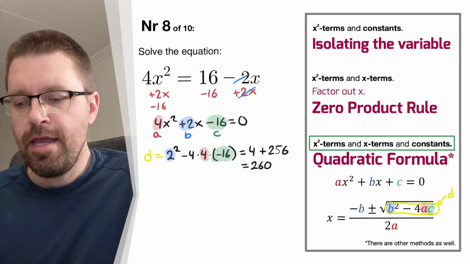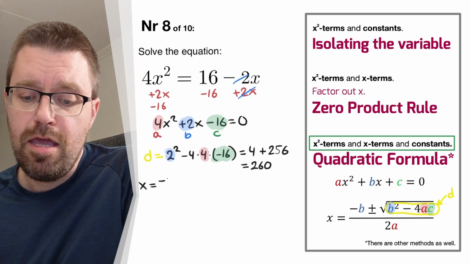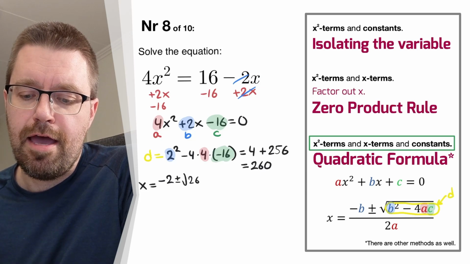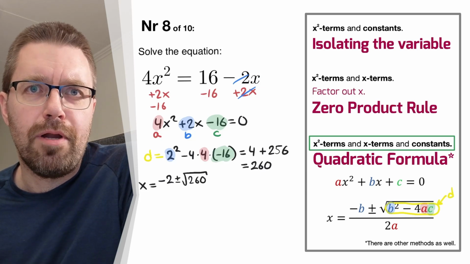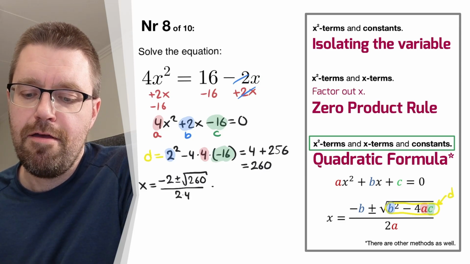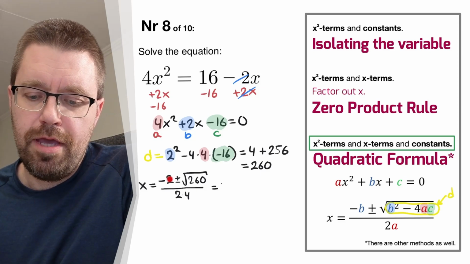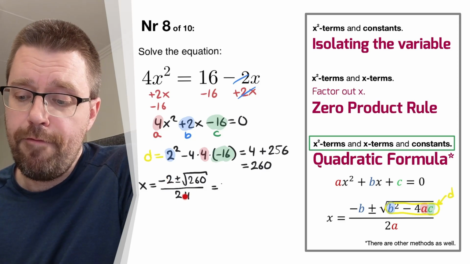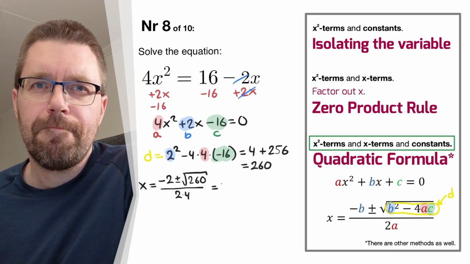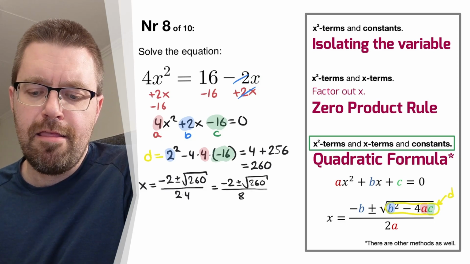Okay, I plug it all inside the formula here, so x equals minus 2, and then plus minus, and then we have inside the root I plug in 260, and then divide by 2 times 4. So the number 2 here was the number for b, and the number 4 here was the number for a, like this. Then we have our two solutions, like this.